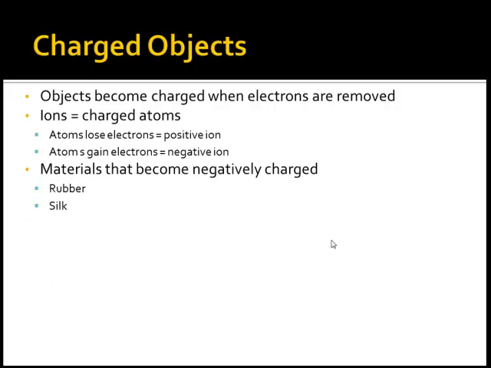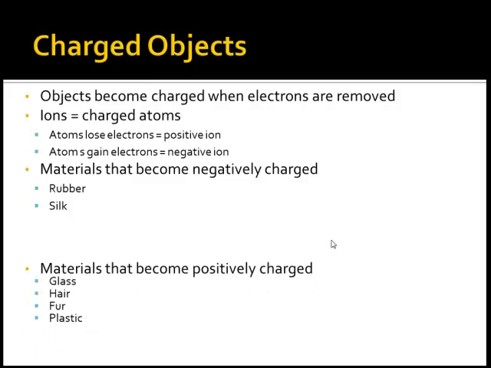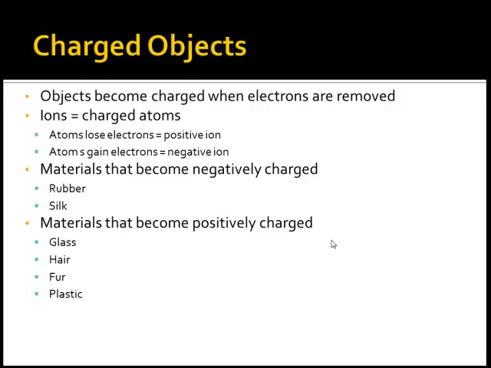There are a couple of materials you should be familiar with that become negatively charged. Rubber tends to have a negative charge, as does silk. These two have a tendency to grab on to extra electrons from somewhere else. Now, other materials will become positively charged. These items don't like electrons and they just want to give them away: glass, hair, fur, and plastic. Those objects become positively charged. Just make sure that you're familiar with some of these. It'll make answering some questions a little bit easier as well as participating in the discussion.